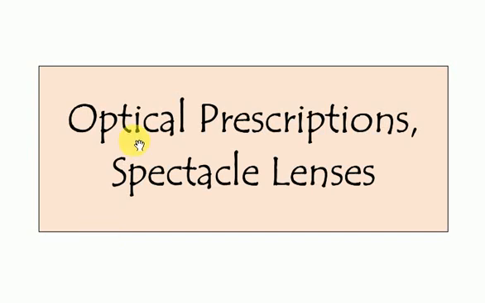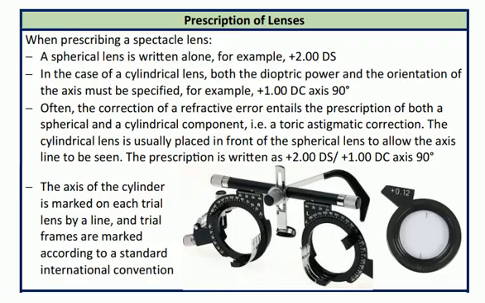Next chapter is optical prescriptions and spectacle lenses. So the lenses which we discussed in the previous chapters have many uses in ophthalmology. Lenses are used as optical aids for patients with refractive errors, in the form of spectacles or contact lenses. Also as low vision aids, which we will discuss in the next chapters.